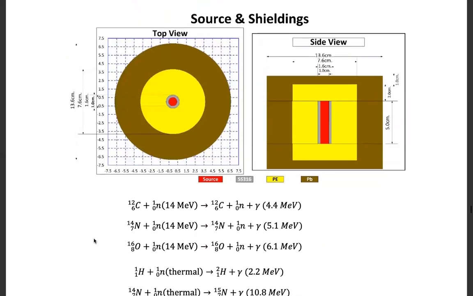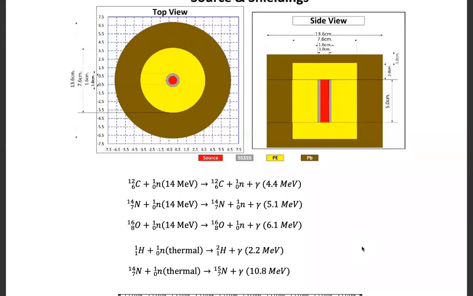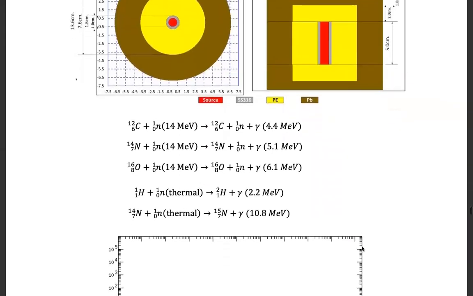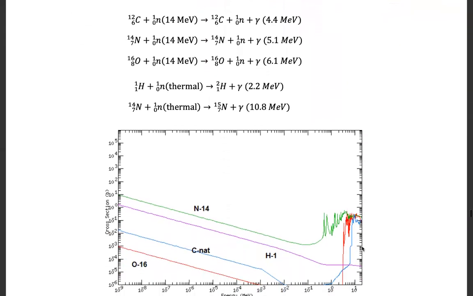This is another picture of it with a little bit more detail shown on how you're going to place your source and what are the dimensions of the source casing, the top view and the side view. Now, these are the reactions. Okay, so let me show you the reactions and the cross sections.